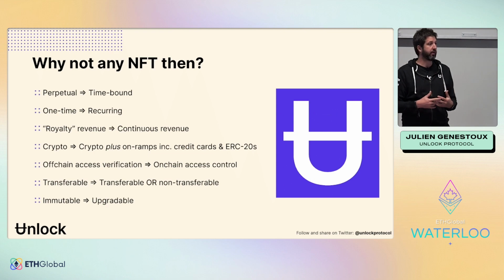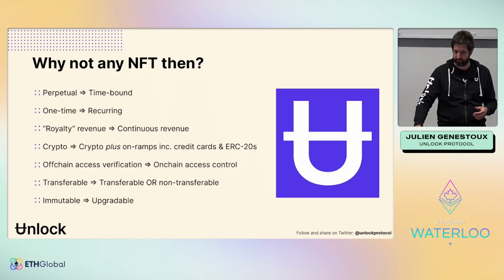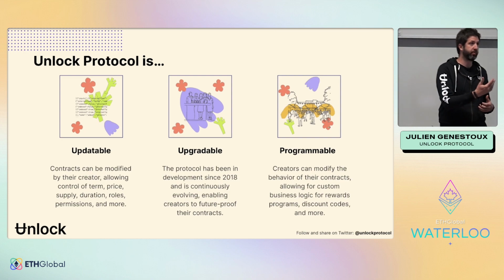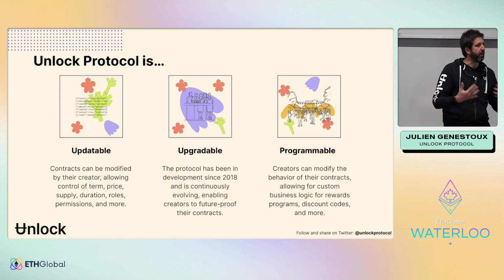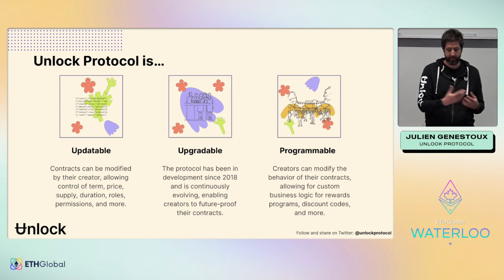The smart contracts that you deploy when you deploy a membership through Unlock are upgradable by you. Obviously, we cannot upgrade them, but you can decide to upgrade and add more features as time goes and change how they behave. So Unlock protocol is made of contracts that are updatable. You can change the terms of membership. You can change the price, the supply, the duration of each membership. You can change cancellation terms, transferability, all of that. They're also upgradable, not by us, obviously, but by you. Once the protocol supports new features, you can choose to opt in for these new features, and that's perfectly up to you.